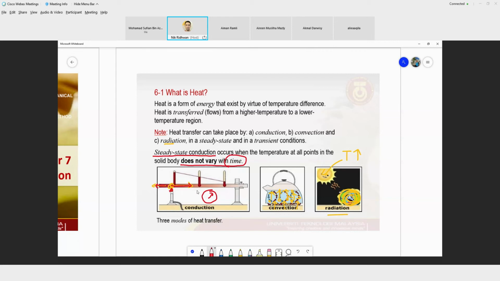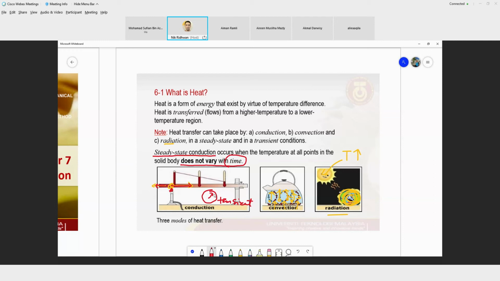And then the temperature keeps varying from time to time. So this is what we call the transient process, where we measure the variations of the temperature distributions in time.